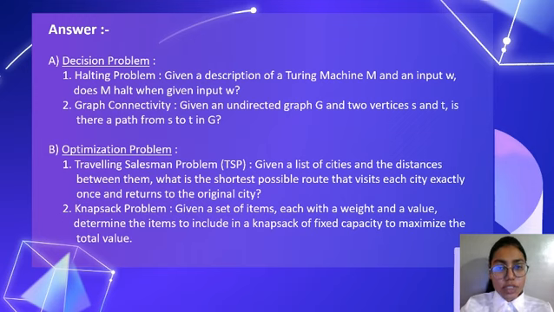What is the shortest possible route that visits each city exactly once and returns to the original city? The second one is the knapsack problem. Given a set of items, each with a weight and a value, determine the items to include in the knapsack with fixed capacity to maximize the total value.